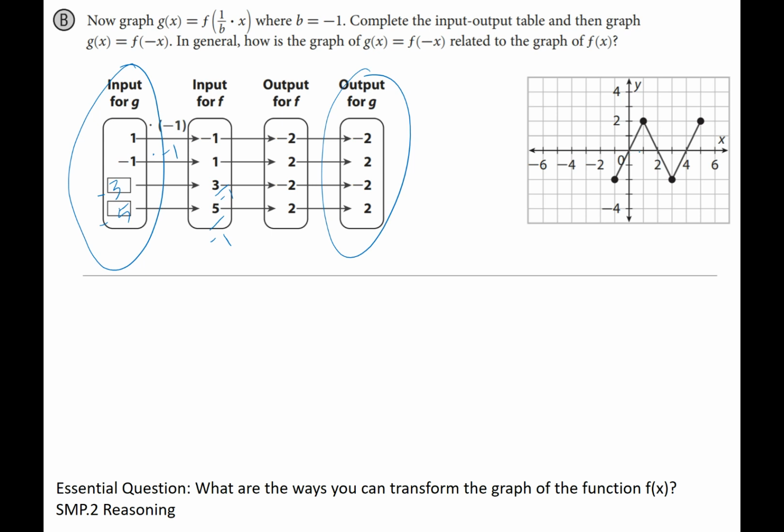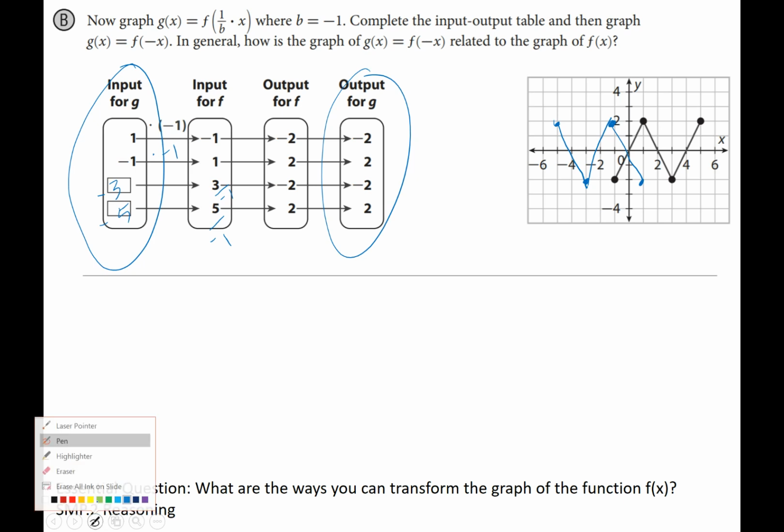So we've got 1, -2. We've got -1, 2. We've got -3 and -2. And we've got -5 and 2. So here is our graph.